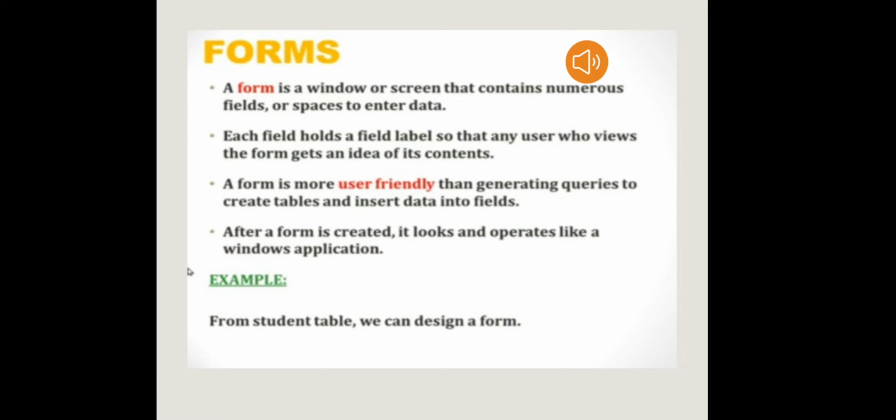Forms. A form is a window or the screen that contains numerous fields or spaces to enter data. So form is a window or the screen which is containing numerous fields, means many fields and space to enter the data in that particular field. Each field holds a field label so that any user who views the form gets an idea of its content. So each field is holding the field label like student name, by which we can identify that the field is having the student name.